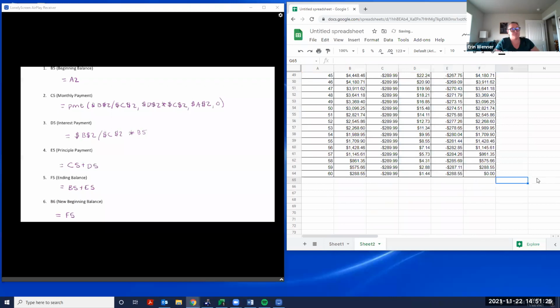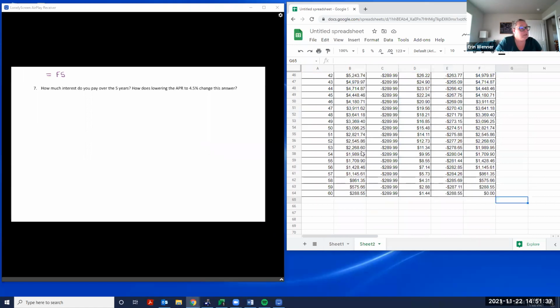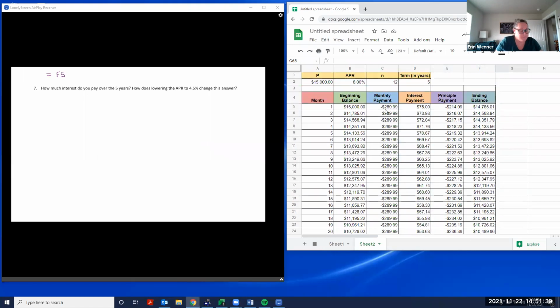There we go. Okay. So now let's look at question 7. It says, how much interest do you pay over the 5 years? So we already know this from our previous amount. We know our payment here is $289.99, which we make over 5 years and 12 months each year, which gives us a total of $17,399.40. So this is our 6% loan.